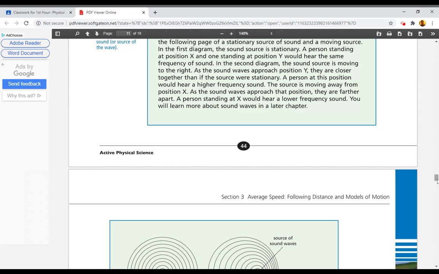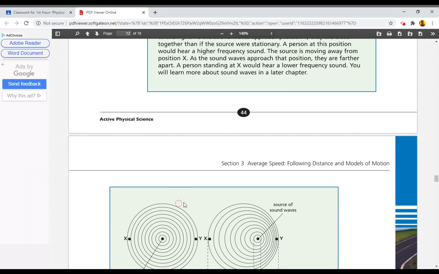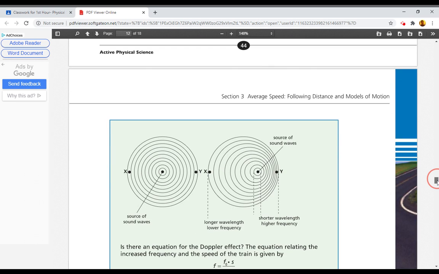Let me scroll down a little bit to see if we can read this as we look at it. Here we go. Okay, so here's what they're talking about. A person at this position would hear a higher frequency sound. The source is moving away from position X. As the sound waves approach that position, they are farther apart. A person standing at X would hear a lower frequency sound. You will learn more about sound waves in a later chapter.